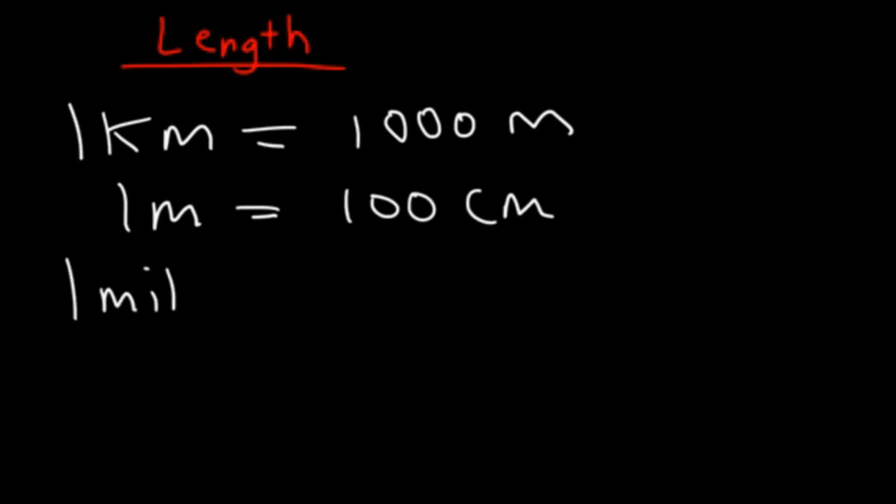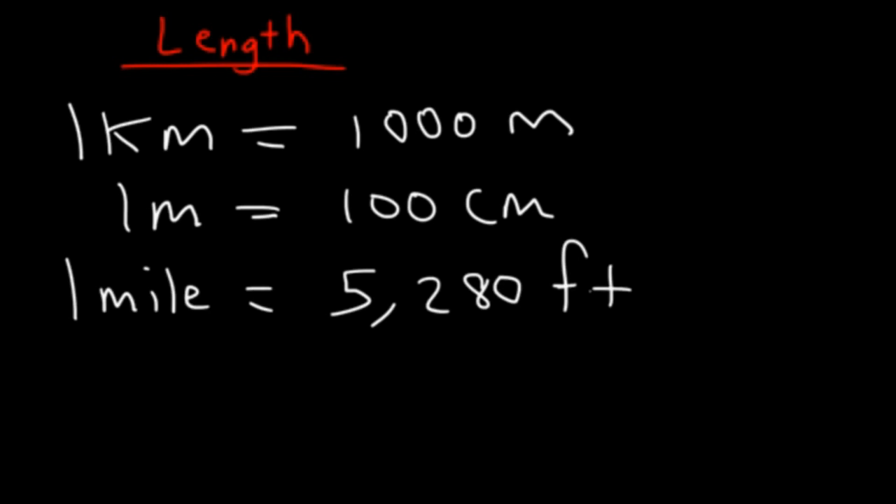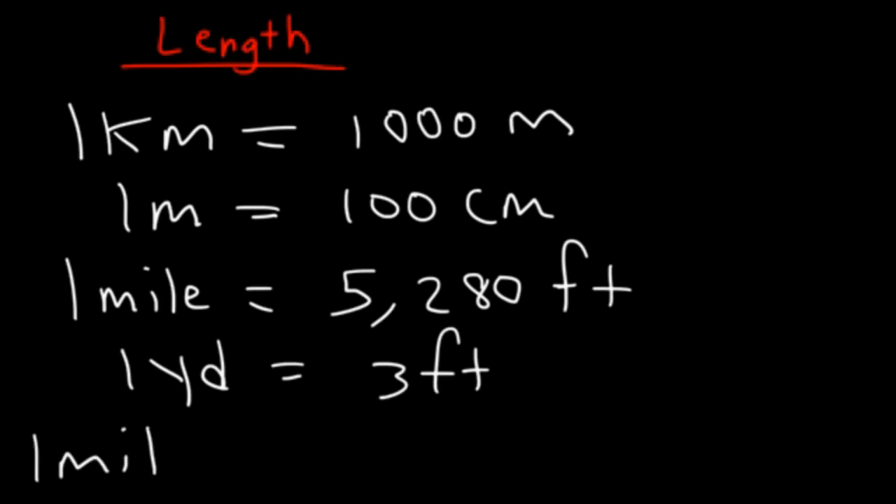1 mile is equal to 5,280 feet. So hopefully you're taking notes. You want to write these things down. 1 yard is equal to 3 feet, and 1 mile is equal to 1.609 kilometers. And so those are some common units of conversion for length.